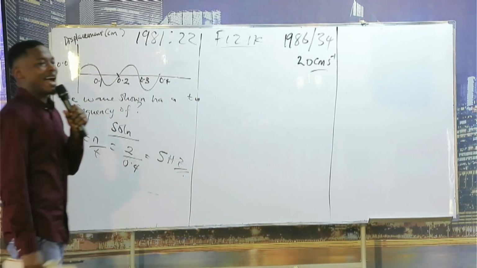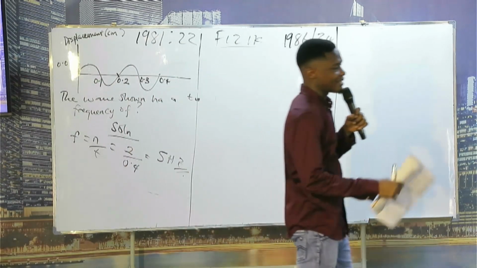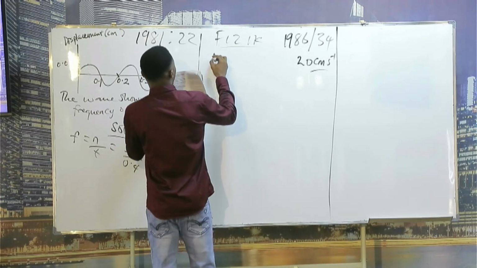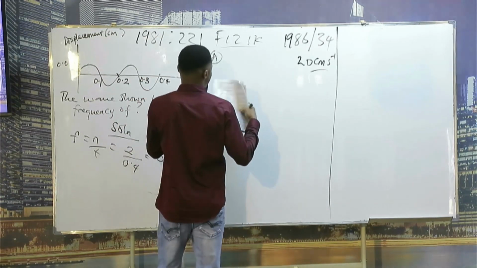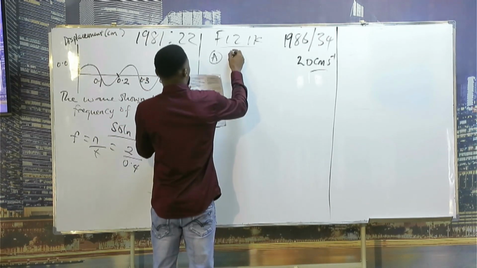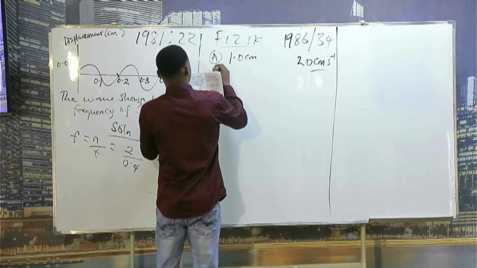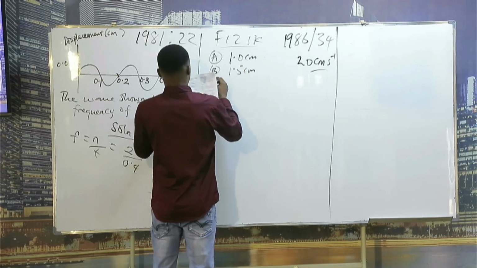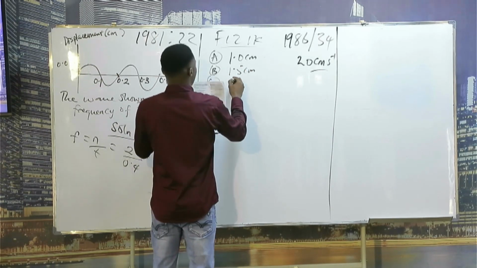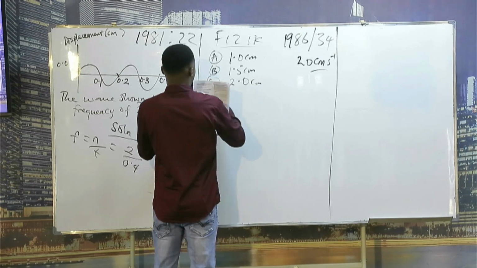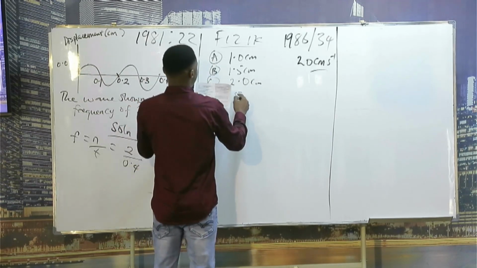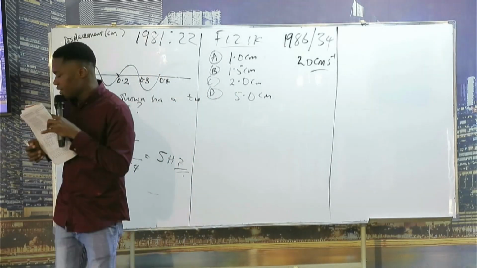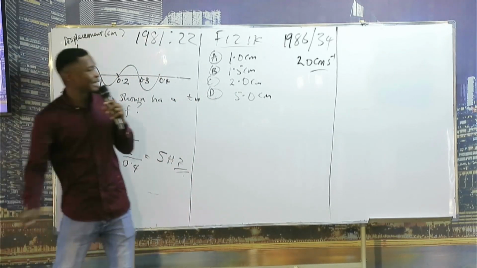The distance between adjacent nodes is, let me write the options so that we'll get the answer and know what we are doing. A says 1.0 cm, B says 1.5 cm, C says 2.0 cm, D says 5.0 cm. So these are the values given. Let's know the one that the answer would be.